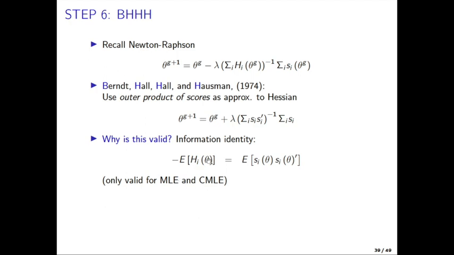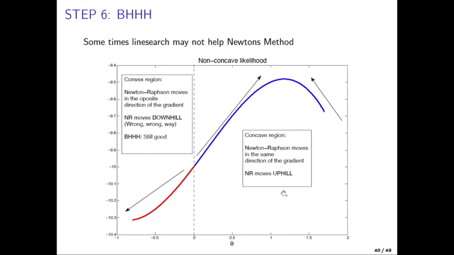So you have basically your negative of your Hessian is going to be positive. So you're going to move always in the direction of the gradient. So it moves uphill, which is exactly what we want to have. Okay, so BHHH, it's working here, and it's faster to compute.